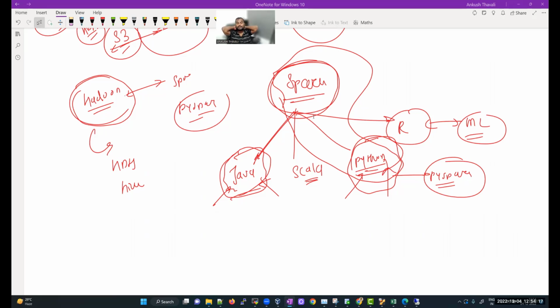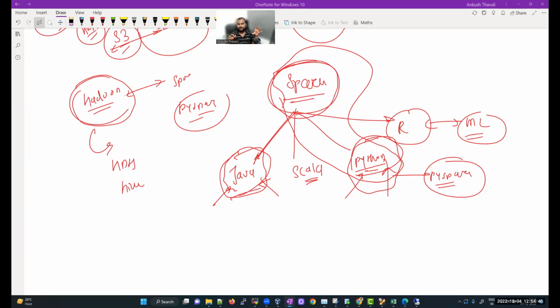Cloudera and Hortonworks were two different companies initially. Cloudera was a separate company, Hortonworks was a separate company. I'm telling the old story. Hadoop is a combination of multiple components. Tomorrow I'll discuss those Hadoop components, but it is a combination of multiple components.